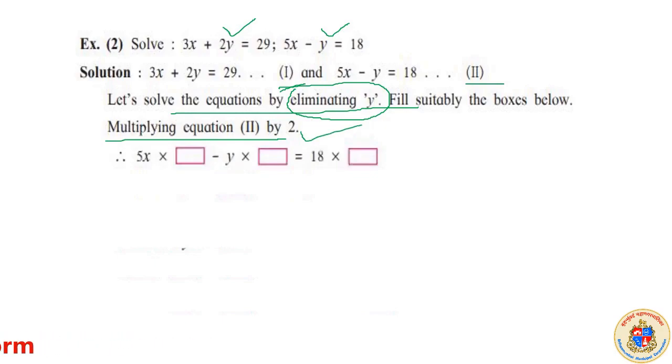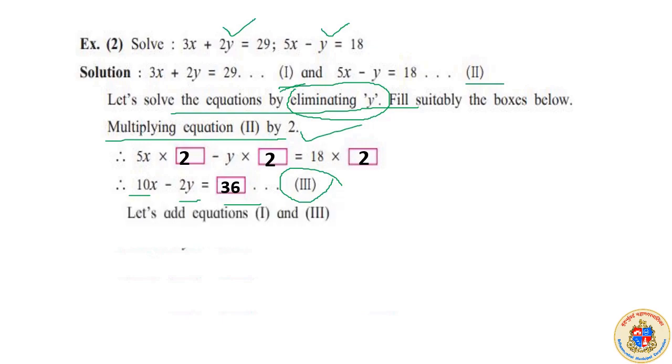इधर आपको लिखने को बोला है टेक्स्ट बुक में, तो आप इधर 2 लिखेंगे. 2 से मल्टीप्लाई कर रहे हैं सेकंड इक्वेशन के ईच टर्म को, मतलब 5x को, माइनस y को और 18 को हम 2 से मल्टीप्लाई कर रहे हैं. एंड वी आर गेटिंग 10x. 5x into 2 became 10x, minus 2y and 36. This is our third equation. Remember, हमको एक नया इक्वेशन, फर्स्ट इक्वेशन, सेकंड इक्वेशन दिया है, थर्ड इक्वेशन हमने डिराइव किया. So now we will add the first and third.